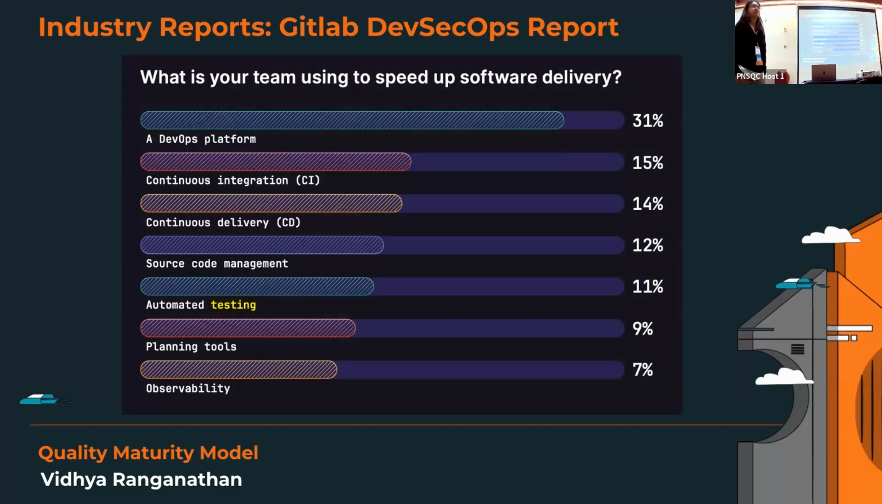If you see the results there, yes, they all have a DevOps platform. That's what the platform team is. That's what the infrastructure team is. But the next four things here, the CI/CD, source code management, and automated testing, these are practically quality stuff. They are not platform or infrastructure stuff. Yes, your platform team can set up your CI and CD infra, but what gets into that CI and CD is a quality team's responsibility.